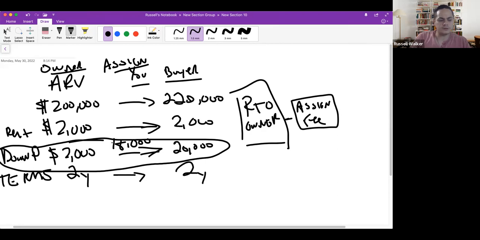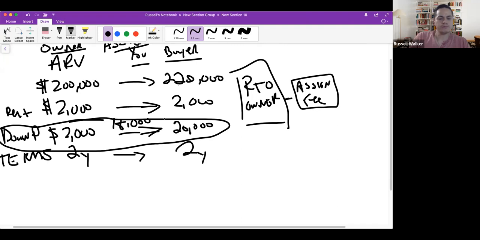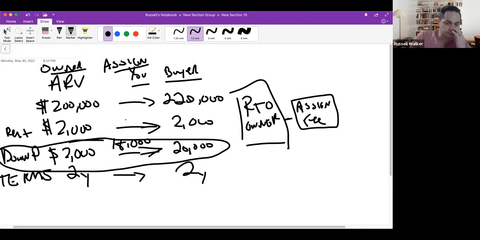But usually these deals, you're going to get 5,000, 10,000. Yeah, you can get some higher end deals where they're willing to put up 20,000, even $30,000 down. So you're just assigning this deal for a down payment. You're not staying in the middle.